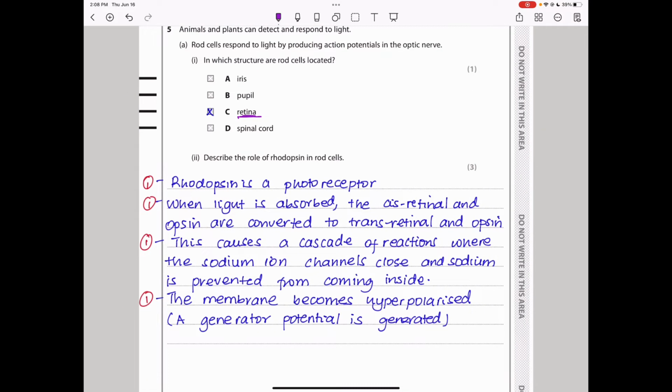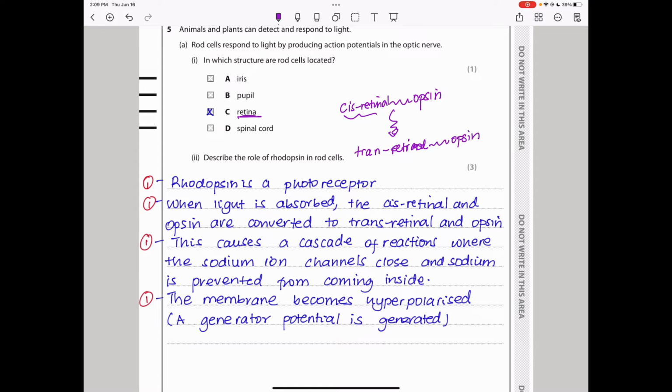And the next part they say, describe the role of rhodopsin in rod cells. Now, rhodopsin is a photoreceptor, of course, and when light is absorbed, the cis-retinal and opsin are converted into trans-retinal. So basically, it's cis-retinal connected to opsin, and we call that rhodopsin. However, when light is absorbed, these go through a conformation change. The cis part is converted into the trans part, trans-retinal. However, it's still attached to opsin.